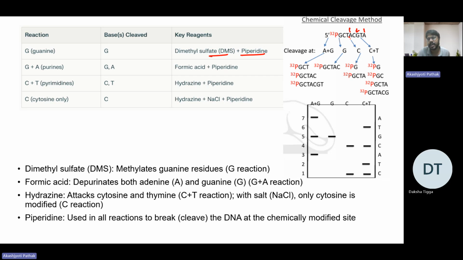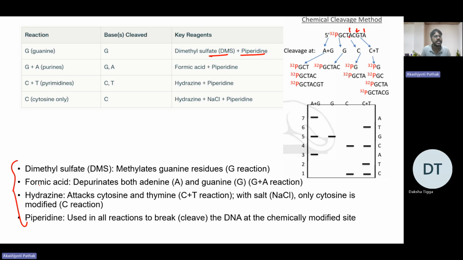GCTA. Okay, only this fragment. And then you run it on a gel, and then you read it from bottom to the top, and then you can identify. So the complement of the sequence that you get will be your template strand. Okay, template strand.